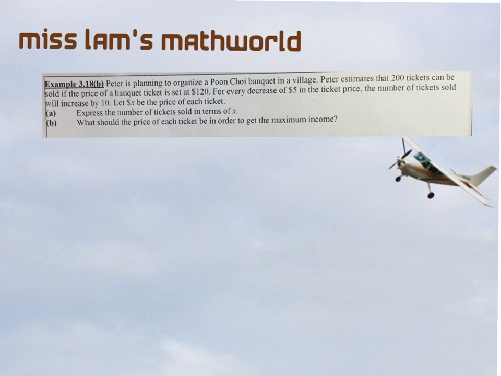Let's go to part B. In part B we discuss what the price of each ticket should be in order to get the maximum income. So which one is the most important word in the question? The answer is the maximum income. Because this means we can't set up an equation and then solve it by substituting some numbers. Instead, we will usually use the method of computing the square.